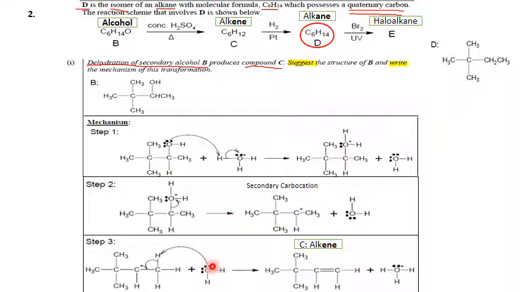So in this case, the CH bond is broken, and then the hydrogen is eliminated from the secondary carbocation ion. So a new pi bond is formed between the two carbon atoms to form alkene. So compound C is formed.